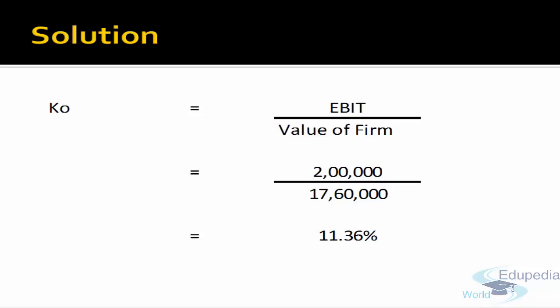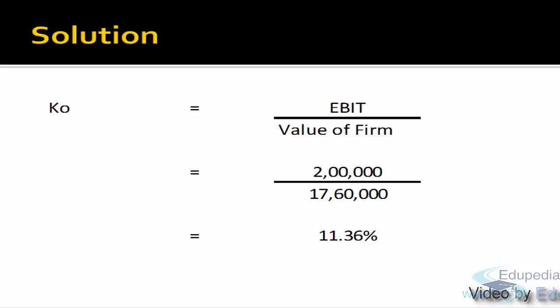Clear? If I have to compute cost of capital, it is the earning available divided by the value of the firm, right? Because if I have to compute the overall value of the firm, I could call it whatever is the earning available, EBIT, divided by cost of capital, basis which I can compute the value of the firm. So KO is EBIT upon value of firm.